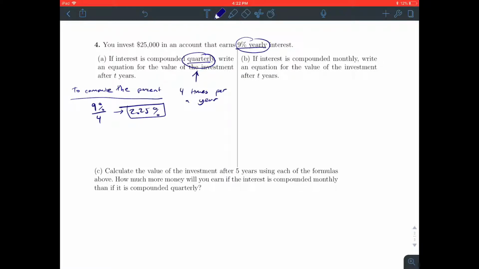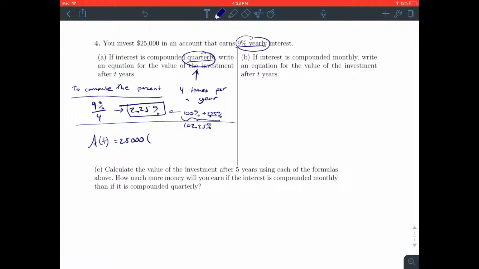Next up, we need to start to write our equation. So our equation is going to be A of t equals 25,000. And now we don't just use this percent here, it's growing by this percent each quarter. So we have to take 100%, add it to how much it's growing by, 2.25%. That results in 102.25%.